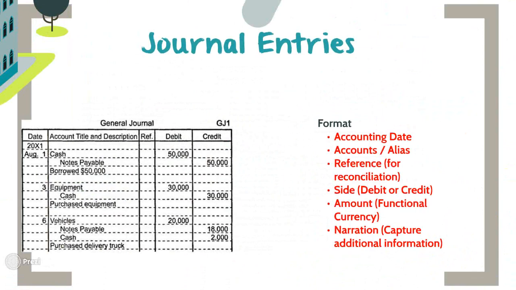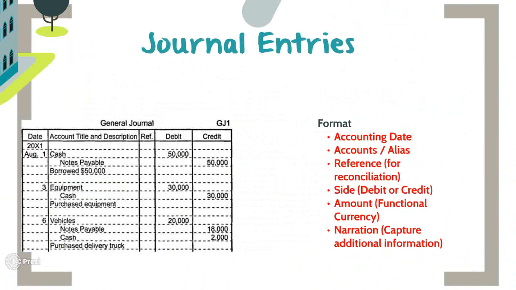Then comes the side, it can be debit or credit, both sides are there, and ultimately we have the amount which we enter in the functional currency. You can perform transactions in any currency, but ultimately you will write accounting in one currency. And optionally, narrations, some justification why the journal entry is passed. So this is a normally accepted journal entry. In any accounting software, these are some of the things we will require, right?